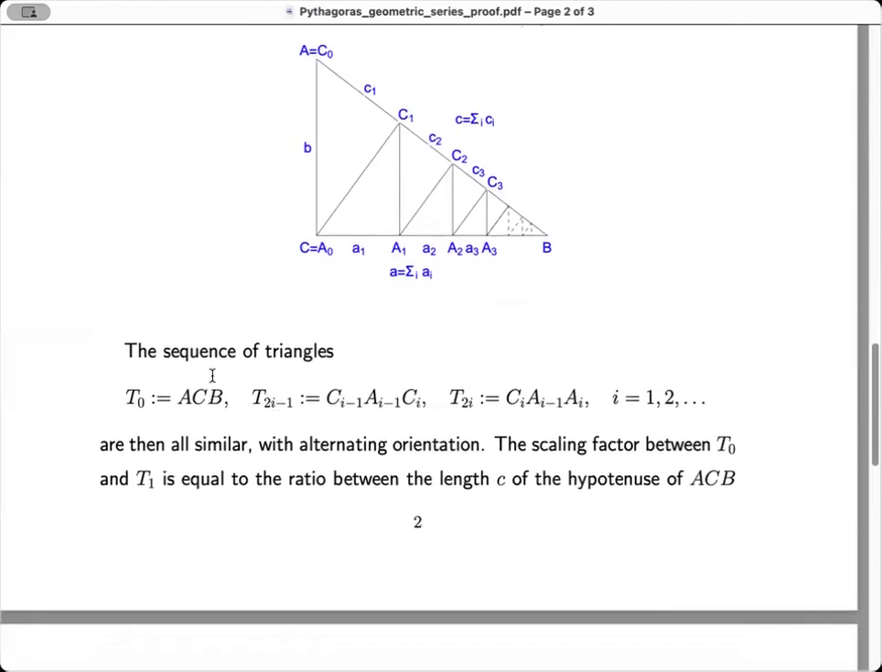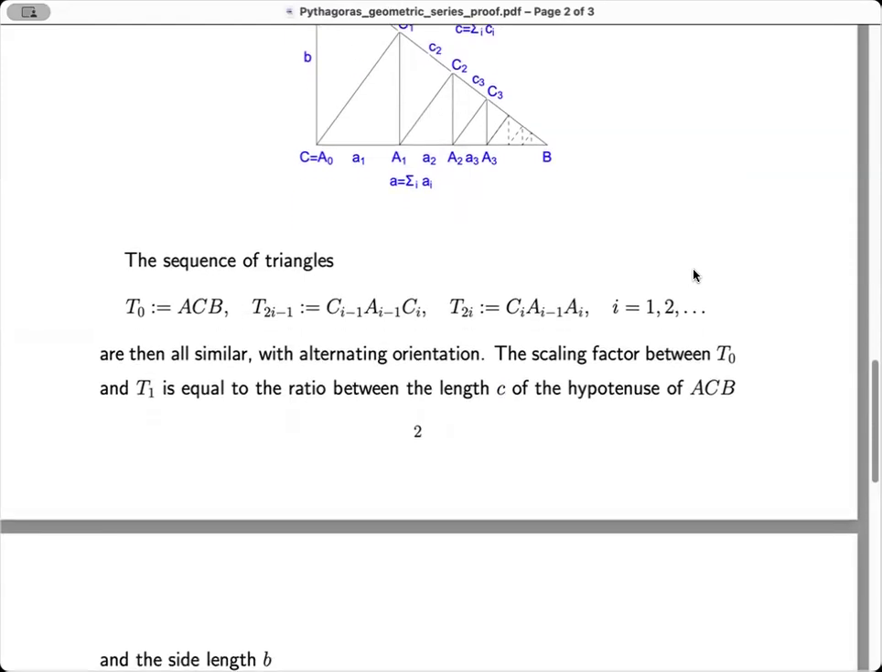So now if we look at the sequence of triangles, beginning with the original triangle ACB, we'll call T0. And then the successive triangles, the next largest is the one where we're connecting these three vertices, C0, A0, and C1. We'll call that T1. And the next one with C1, A0, A1, we'll call T2, and so on. So the odd-numbered triangles, T(2i-1), for i going from 1 to infinity along the integers, are the ones with vertices C(i-1), A(i-1), Ci, and the even ones are the ones with vertices Ci, A(i-1), and Ai. All of these are similar, but their orientation alternates. So the upper one has the opposite orientation from the lower one, upper, lower, upper, lower. They alternate in orientation, but the angles are all the same.